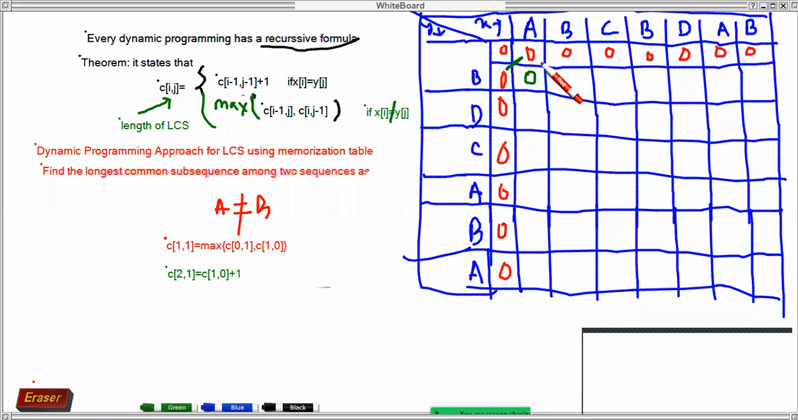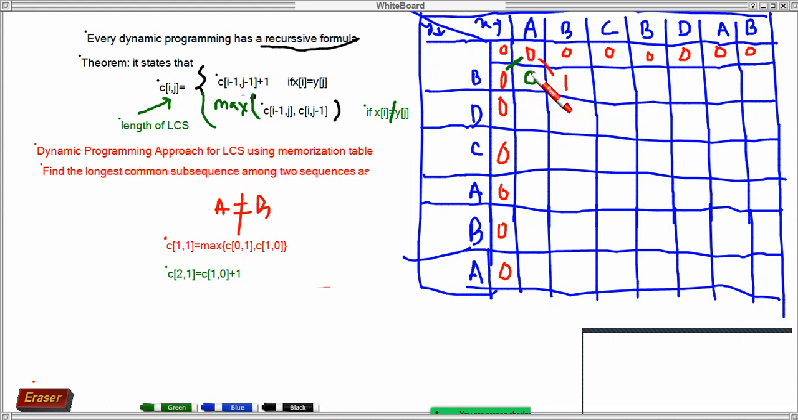So this is 1,0. The 1,0 value is 0. So you find this. How much will it be? C10, value is 0 plus 1. So it will be 1. We put it 1. Understanding this step? This is the memoization. Once you memoize this, the principle will go and continue recursively. You do not have to use the formula now.